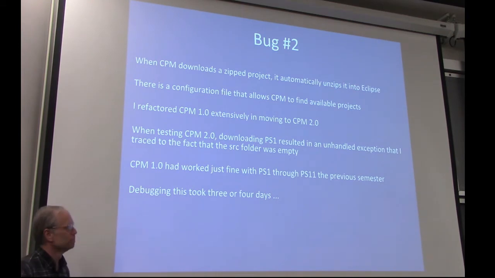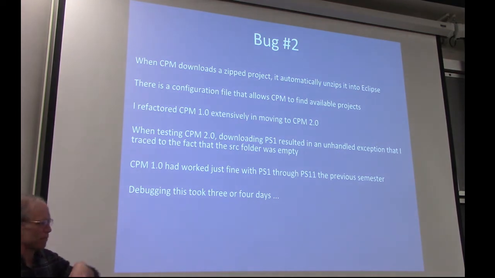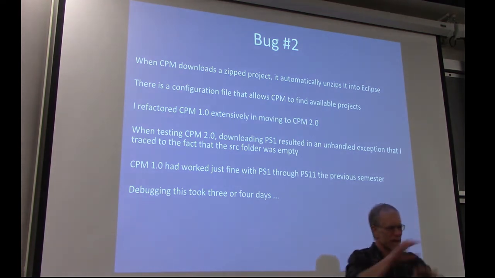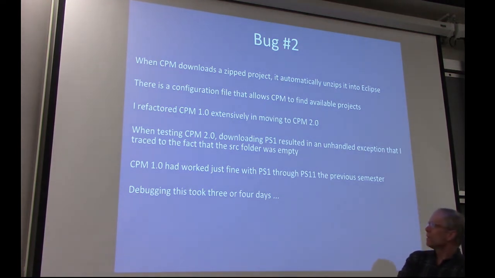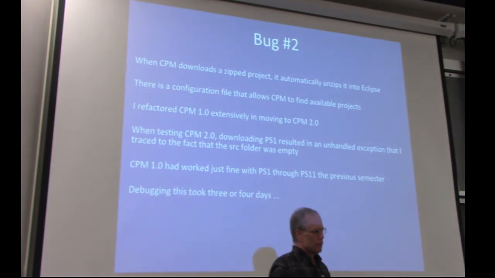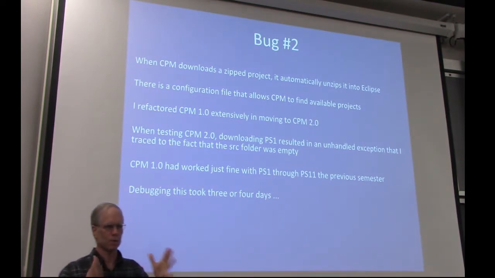Okay, here's bug number 2. The CPM downloads a zip project, like I said, and automatically imports it to Eclipse. When I went from CPM1 to CPM2, there were some changes I wanted to make, but I mostly just refactored the code to make more sense to me. So I was making extensive refactoring changes. Then when I was testing it, I tried to download PS1. PS1 is unique from all the other problem sets in that it contained an empty project. There's no source code and no starting point; the starting point is an empty project.